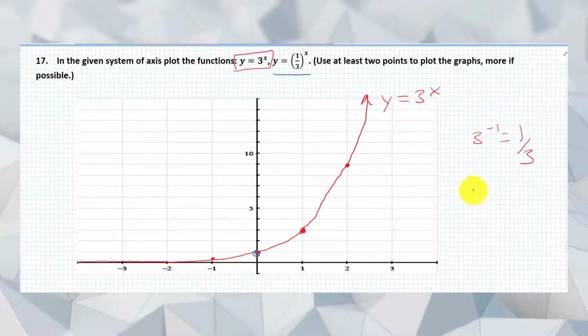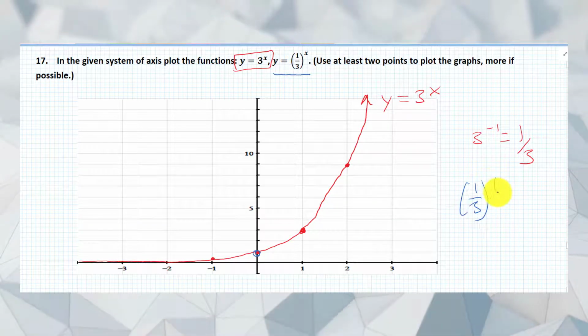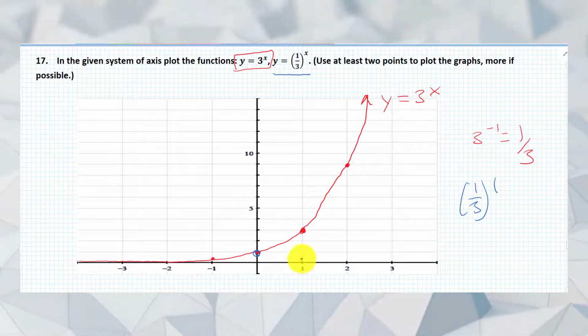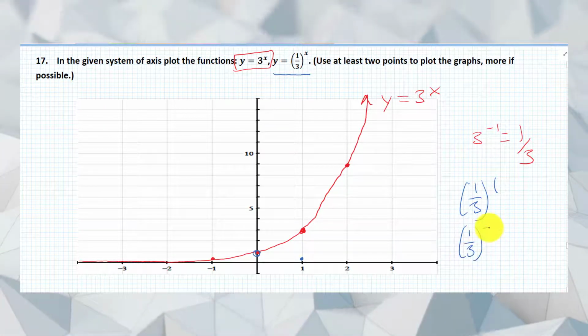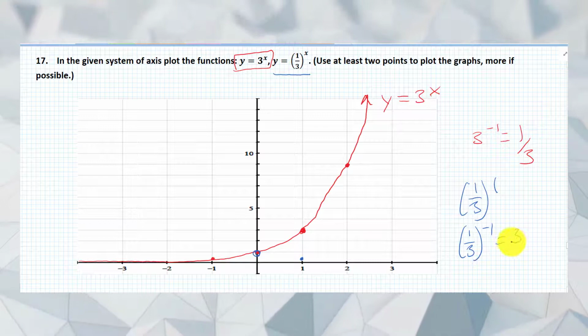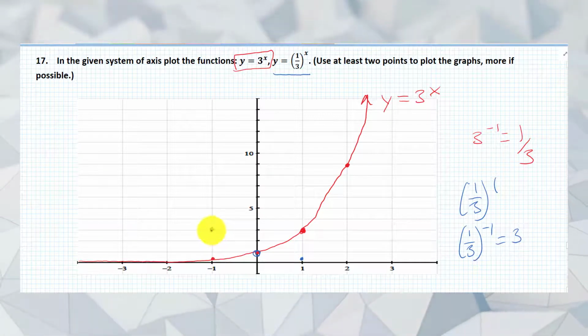If x is 1, 1/3 to the 1 is just 1/3, right? So the graph would be right here. If x is -1, 1/3 to the -1 is just 3 over 1, which is 3. So -1, 3 is right here.